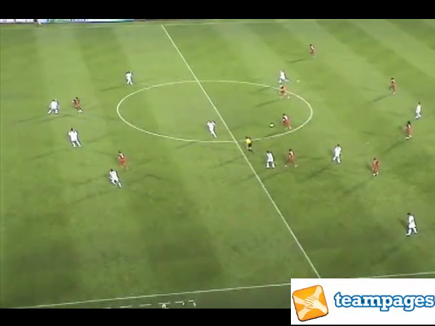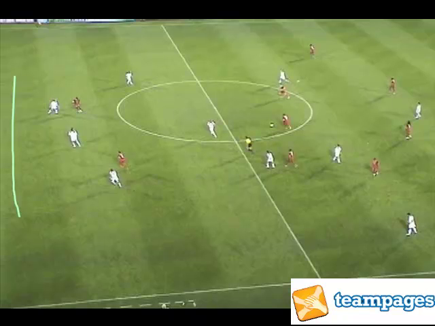Okay, again, similar situation. We have a ball not under pressure in midfield with a lot of space in behind the back line where the ball can be hit. Let's see what the back line does. Do they drop? Do they hold? Or do they step?